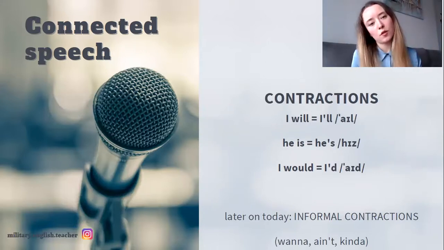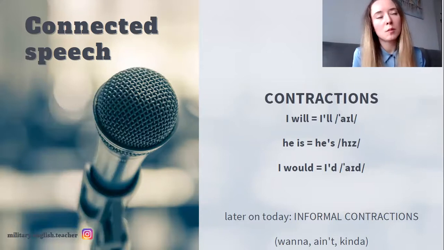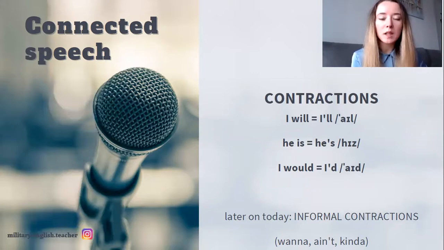The first thing to mention should be contractions. So native speakers use contractions, and it's important to know how they are pronounced. So here we have some basic ones just to start off, because we are going to dig deeper today and discuss some phonetics and phonology terms. So I wanted to start with something simple. I'll, he's, I'd. Okay, this is the way we pronounce those contractions. Later on today, we're going to talk about informal contractions. So all of the things that you hear in slang, informal language, movies too: wanna, gonna, ain't, kinda, and this type of informal contractions. But I wanted to start with something very simple. So the way we pronounce those classic contractions: I'll, he's, I'd.